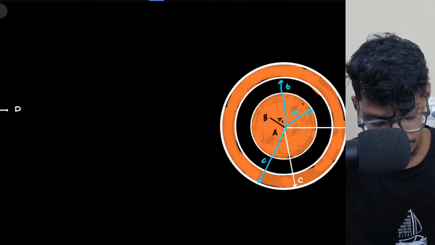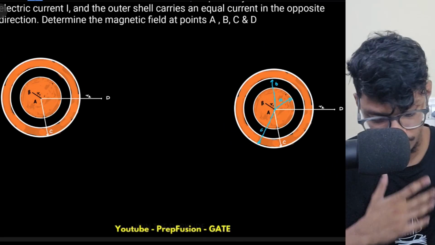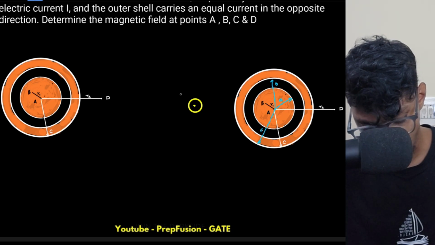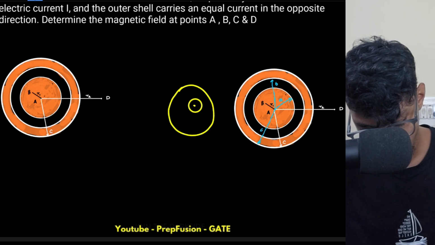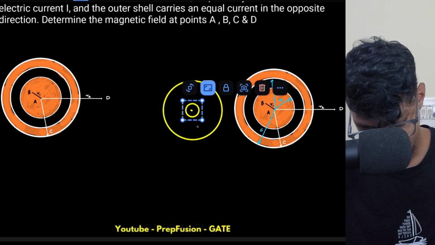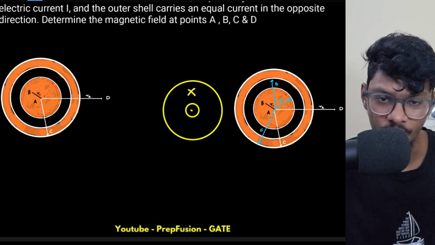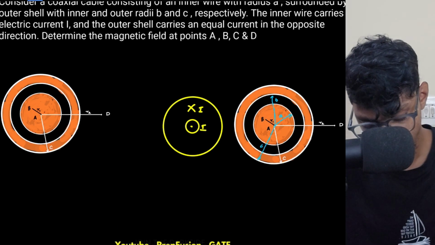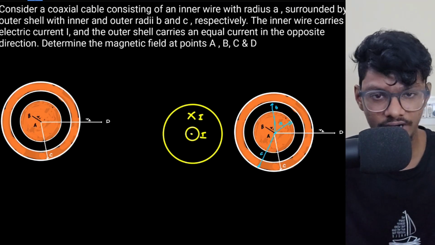Now the inner wire carries an electric current I, and the outer shell carries an equal current in the opposite direction. So if I assume the inner wire to carry a current I towards me, then the outer shell will carry a current in the opposite direction, so it will simply be a cross. This is just a top view I'm giving you. This is I, this is also I. Whatever information the question has given me, I have drawn pictorially here.